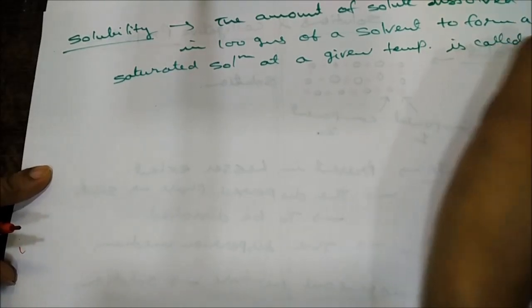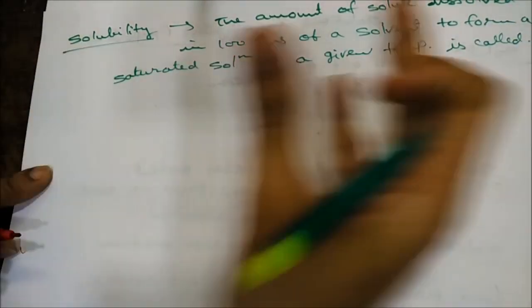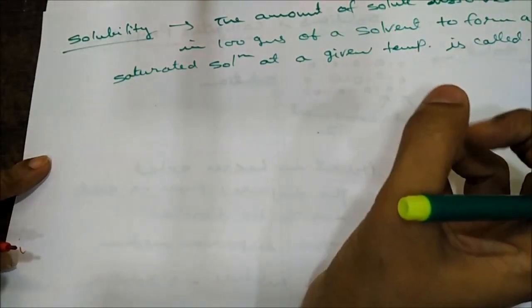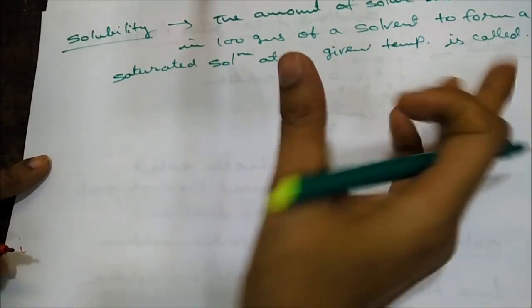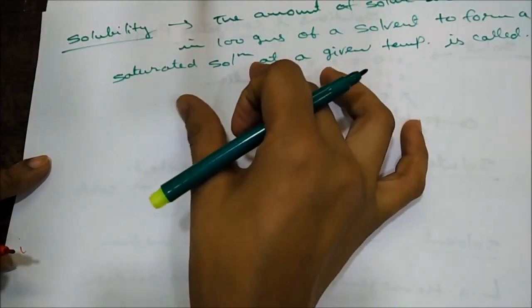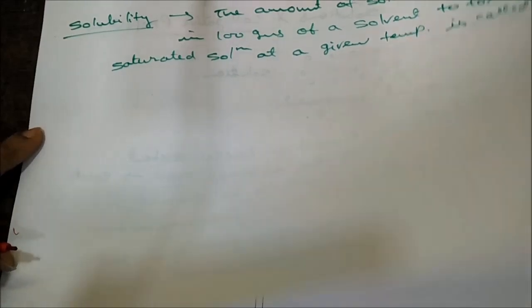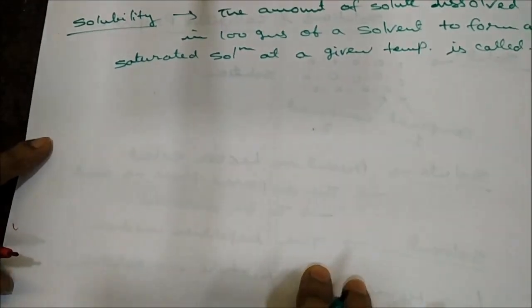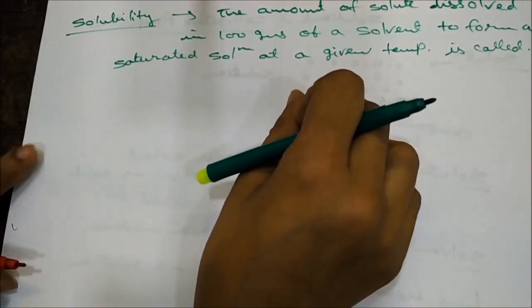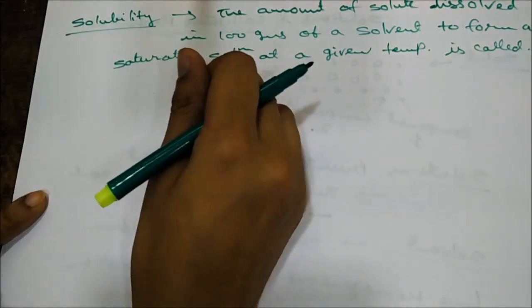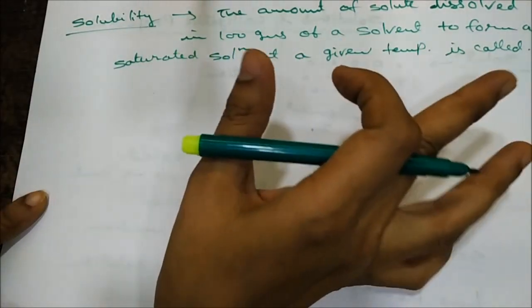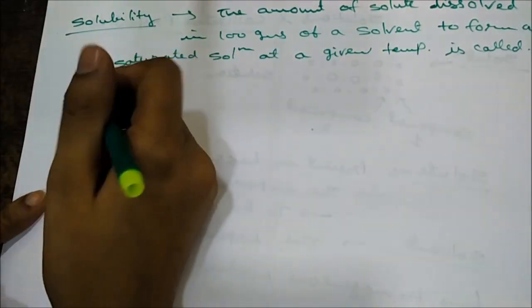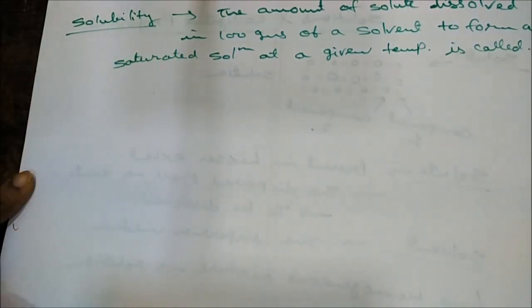So the amount of solute dissolved in 100 grams of solvent. We are taking solvent 100 grams, and in this 100 gram solvent, the amount of solute is called its solubility, and the temperature is taken as a constant. At a given temperature it is done.